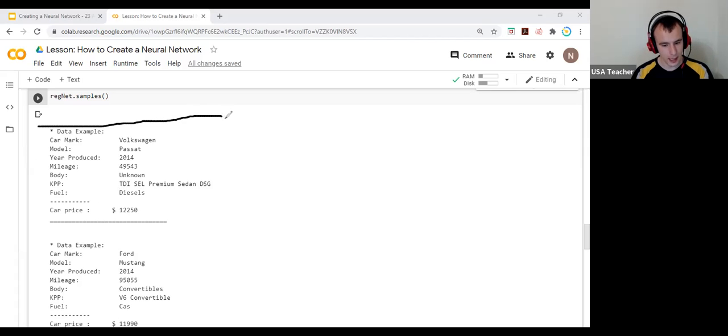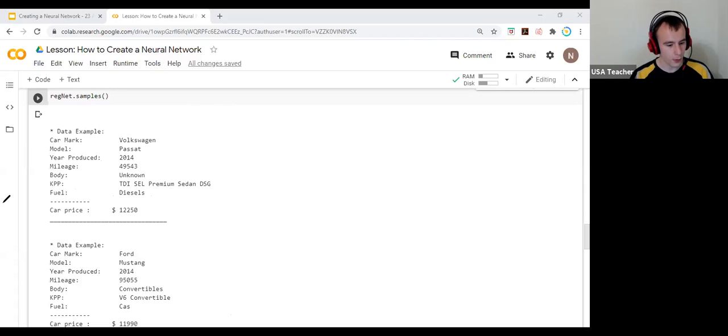This is real data that was parsed from some website. So we want to create a neural network that is going to predict all of this data, and given a new combination of parameters, it's going to tell us how much we can sell that car for, for example.